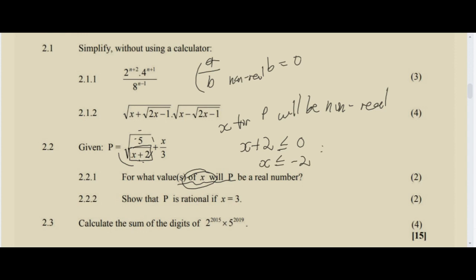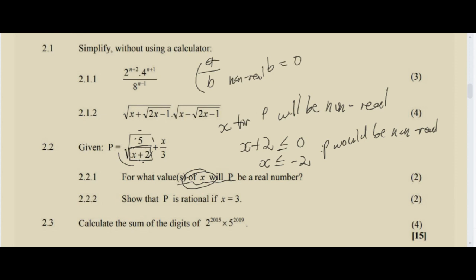So for this condition, p would be non-real. We do understand that. But then remember, the question is not asking where p would be non-real. It's asking where p would be a real number, right? So that means p would be a real number for all the values where x is not equal to -2 or below -2.